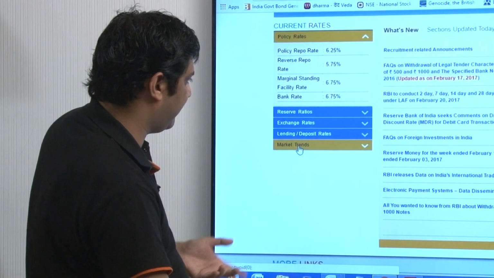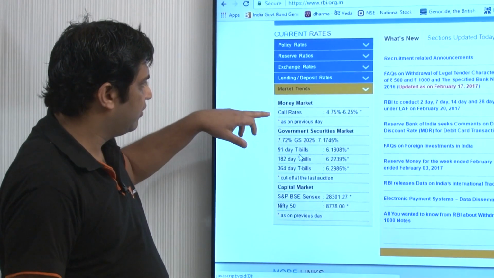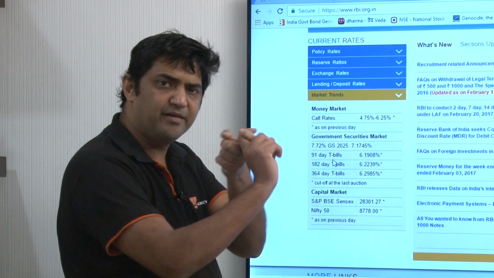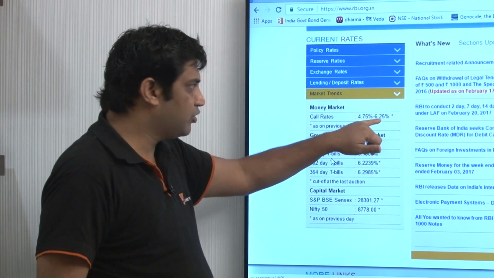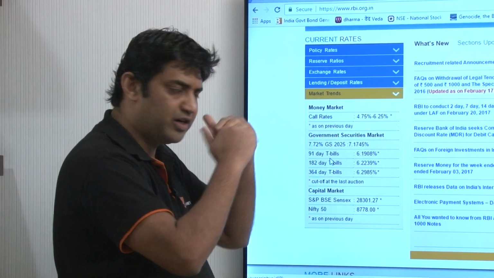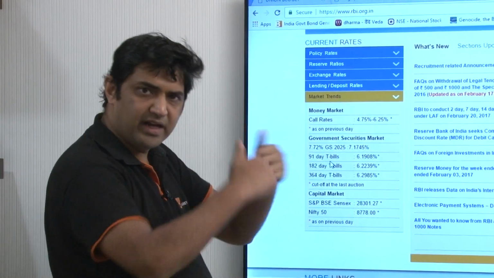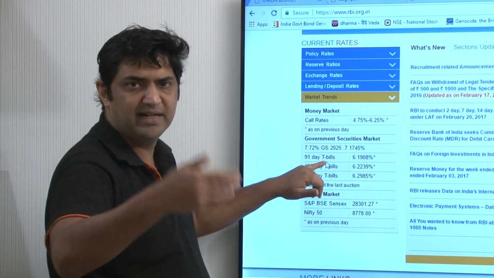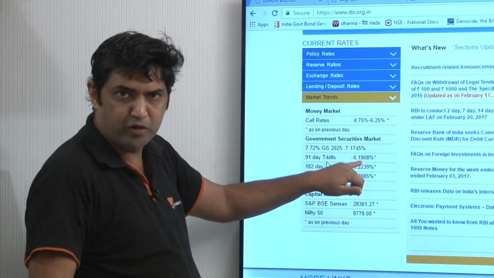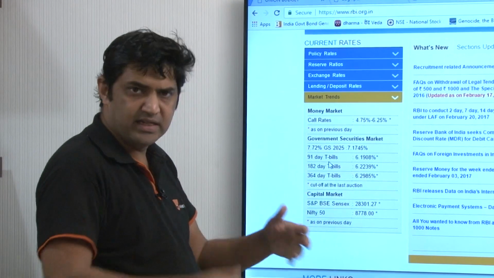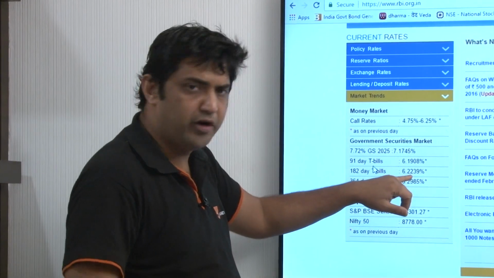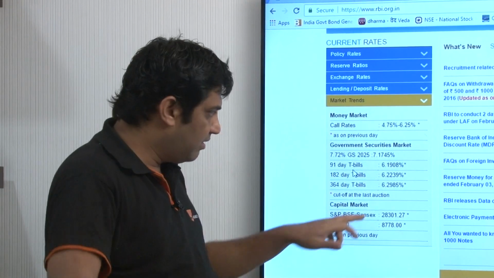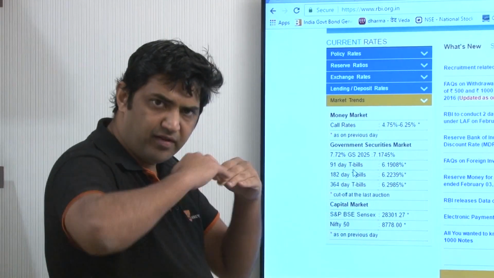if you see market trends on the RBI website, you will see that the call rates are 4.75 to 6.25. Now call rates are interbank short term rates, again close to 6%. So 6.25 is where short term rates are. Repo rate we again saw 6.25. If you go to the 91-day treasury bill, so 91 days, let's say 3 months, again close to 6.2 flat. 182 days, 6 months, again 6.2 flat. 364-day treasury bill, that means 1 year, again 6.3, so that means flat.